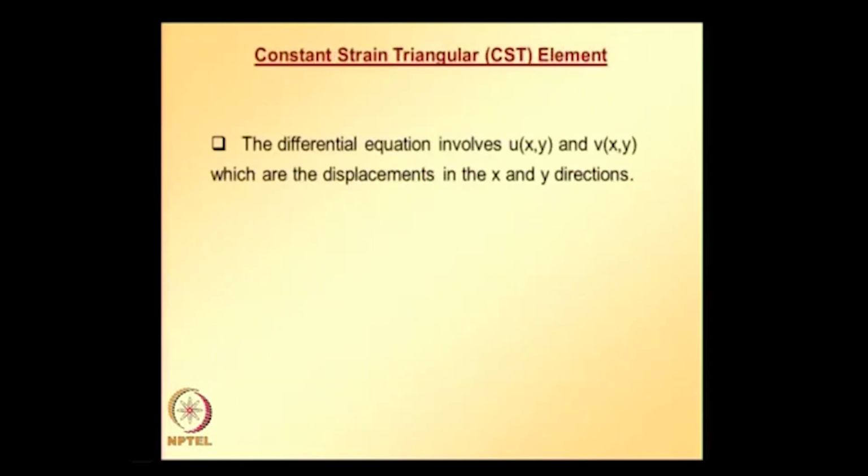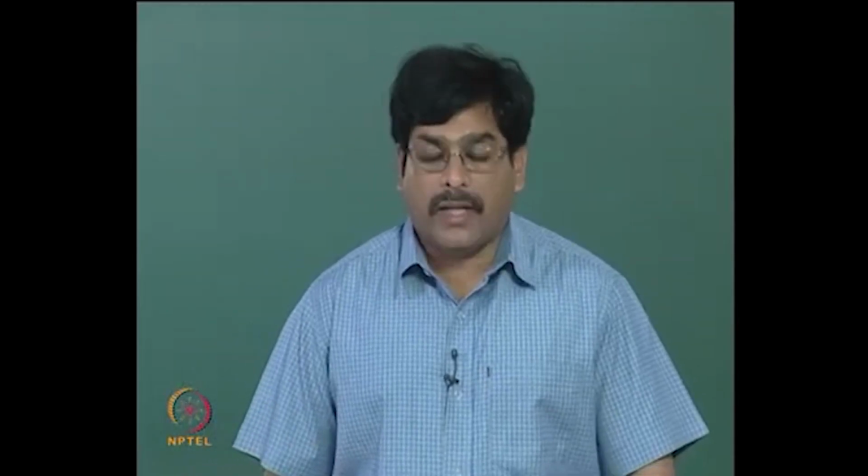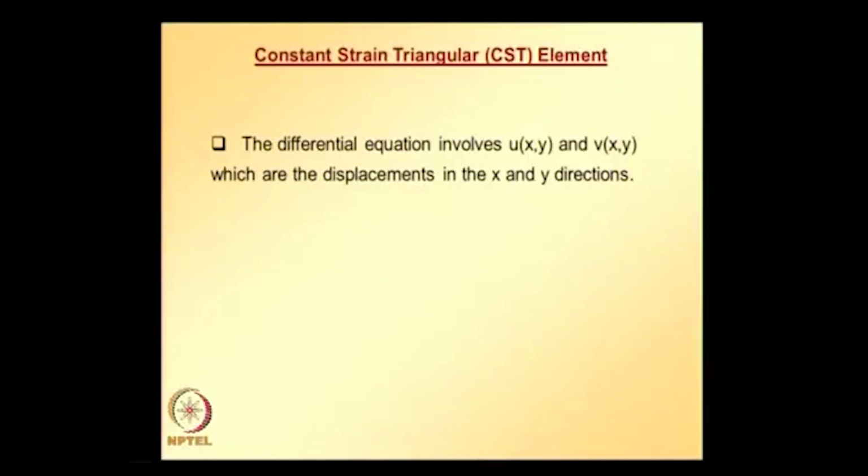So, the element that we have taken is the constant strain triangular element, because for the 3 node triangular element, strain is going to be constant over the entire element, which we have seen earlier. So, the differential equations involve u and v, which are displacements in x and y directions. That is what you have seen a few minutes back.